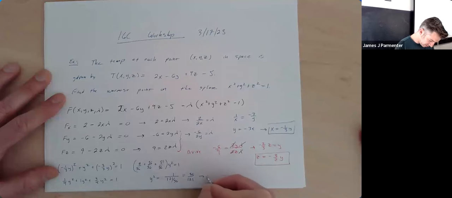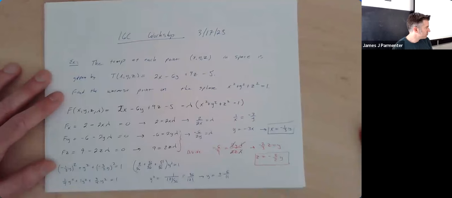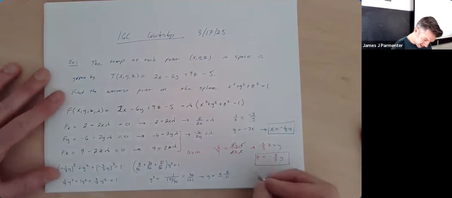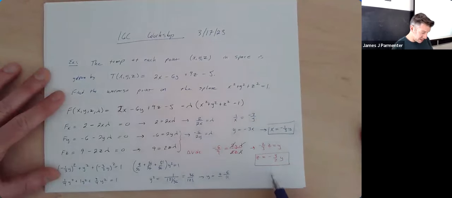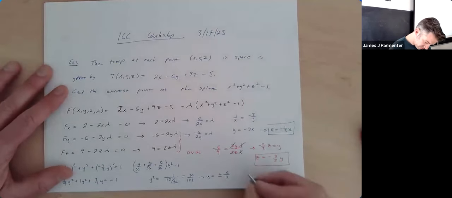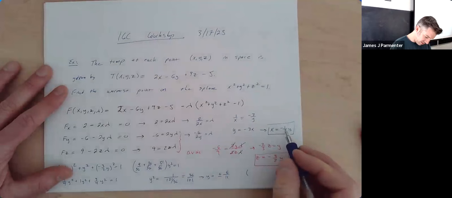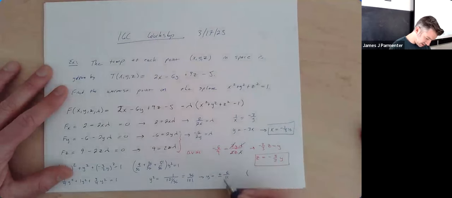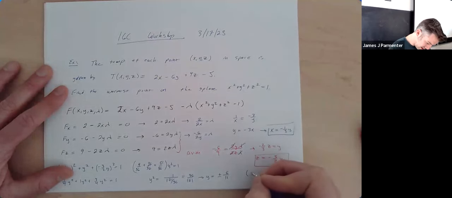So that y is going to equal plus or minus 6 over 11. And then we can find x. So x and z will be the opposite side of y. So our points would either be, x is negative 1/3 y. So if y was positive 6/11, x would be negative 2/11. Y would be positive 6/11.